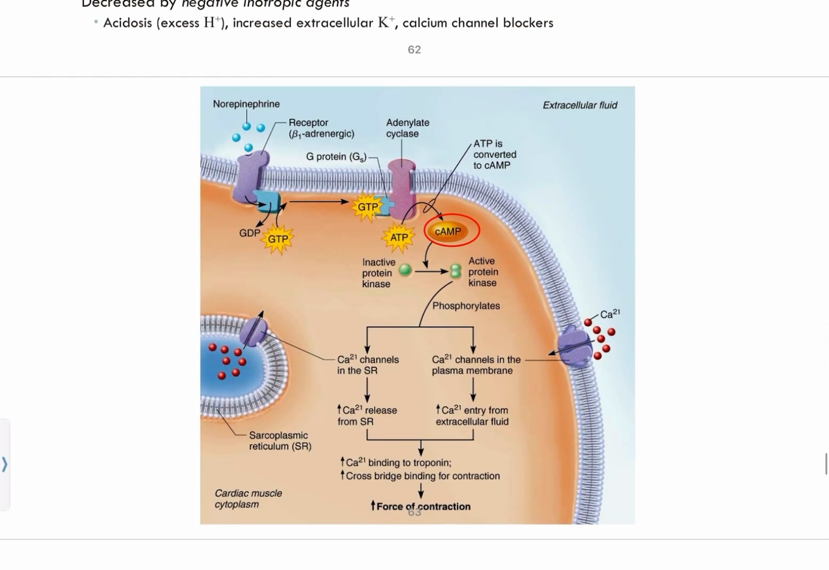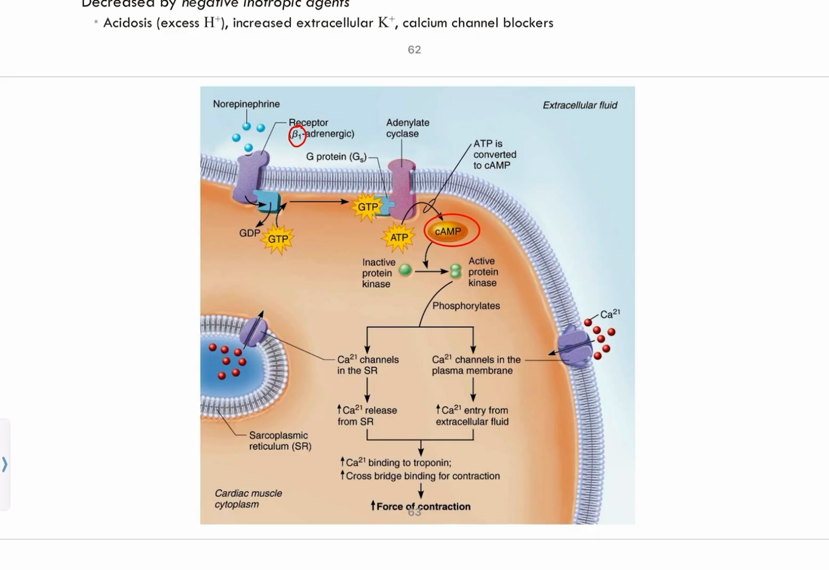This is showing you norepinephrine or epinephrine's role in contractility. I would have a general idea of what's going on here. So we have norepinephrine that binds to the receptors on the heart. If you remember from AMP1, epinephrine and norepinephrine bind adrenergic receptors. The type of adrenergic receptor that's on the surface of the heart is the beta-1 adrenergic receptor. So norepinephrine binds to the beta-1 adrenergic receptor, and it's going to initiate a second messenger system.